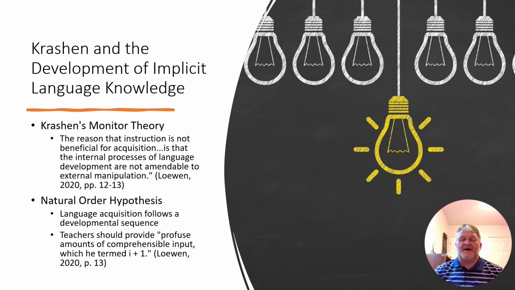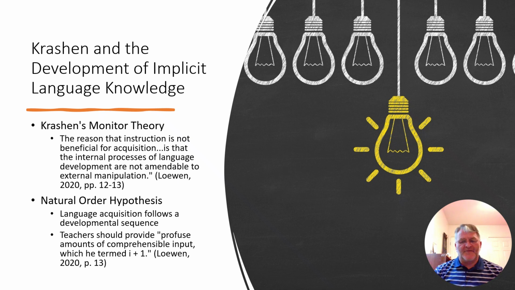With the natural order hypothesis, as previously indicated, language acquisition follows a developmental sequence. The suggestion that Krashen gave was to provide lots of comprehensible input and to provide this input in what he termed I+1, so input plus one. So essentially to push the student one step above the level at which they fully comprehend input in order to speed up the developmental phases for language acquisition.